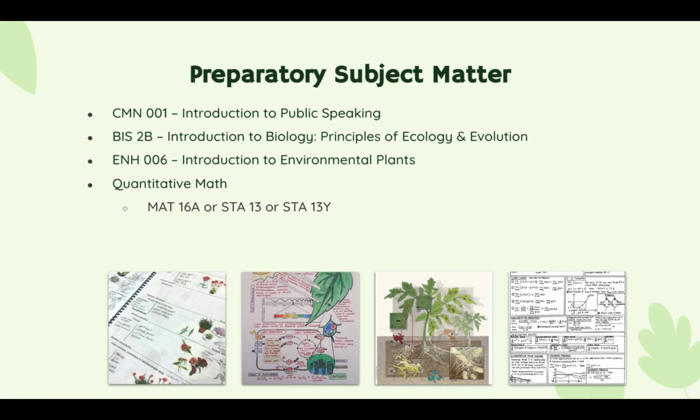For math, you can choose between Math 16A, Short Calculus, Statistics 13, or Statistics 13Y, which are both elementary statistics, and the Y denotes an online or hybrid class. For your physical science requirement, you can take Chemistry 2A, General Chemistry, Physics 1A, Principles of Physics, Physics 10, Topics in Physics for Non-Scientists, GEL 1, The Earth, and Soil Science 10, Principles of Soil Science.